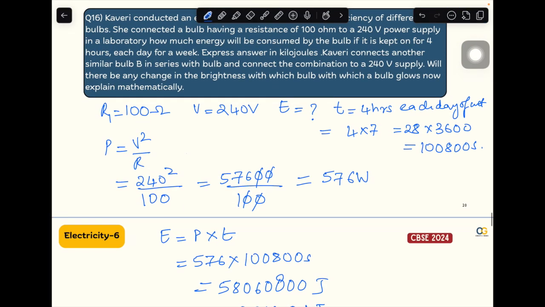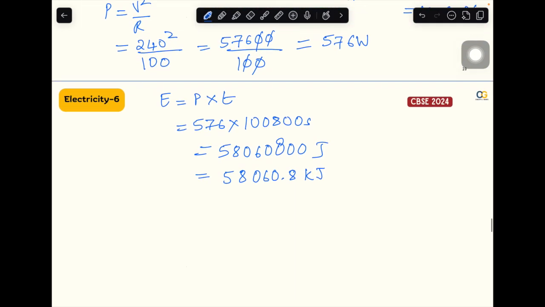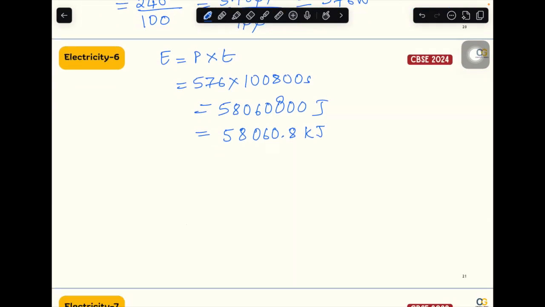Now the second part of the question. What she did: Kaveri connects another bulb similar to bulb B in series with the bulb and connects the combination to 240 volt. Will there be any change in brightness of the bulb? Now explain mathematically. So now what is happening? She added another bulb with the same resistance.